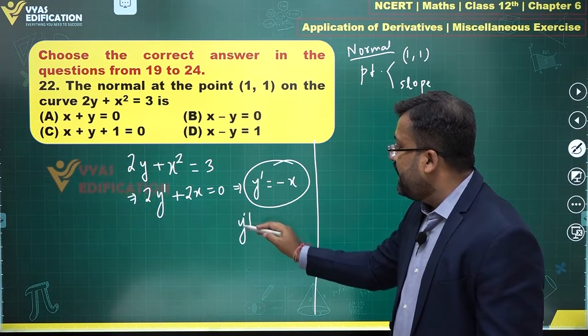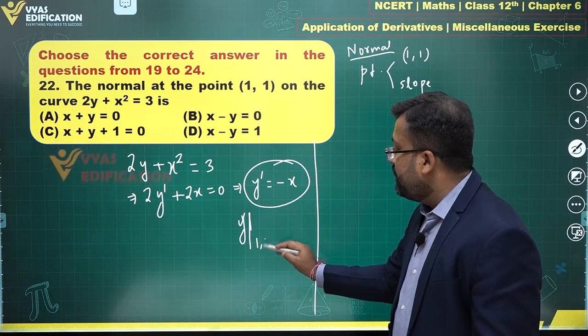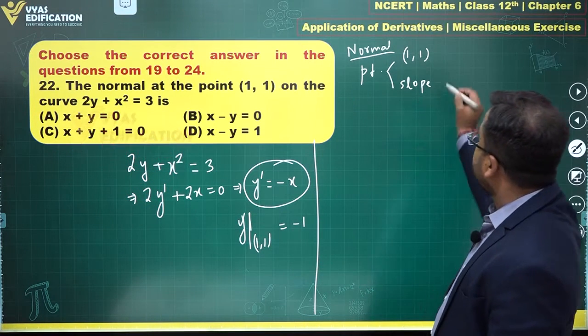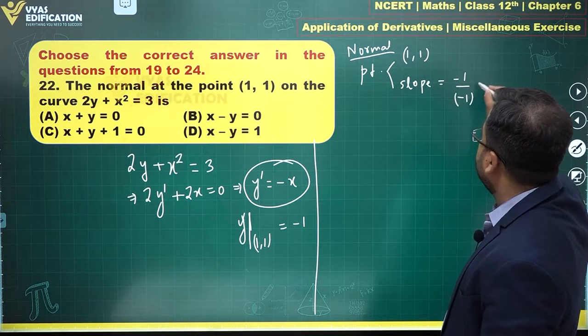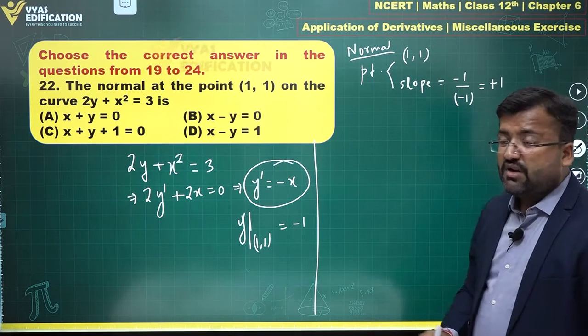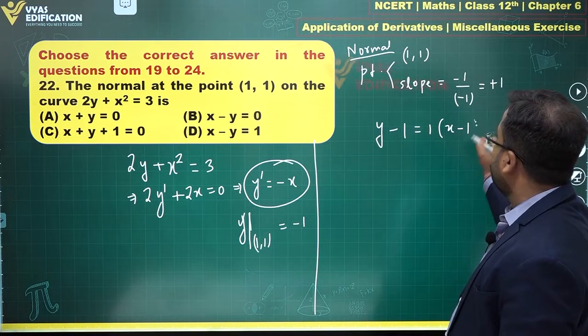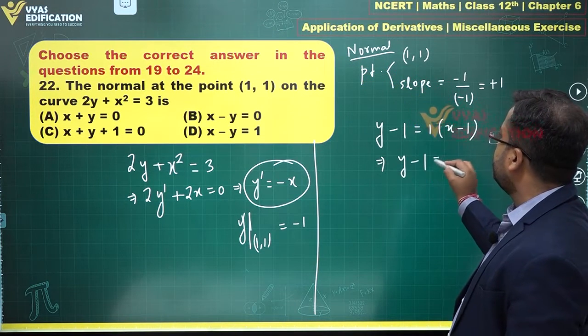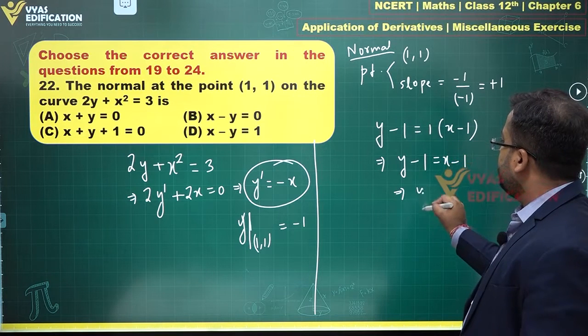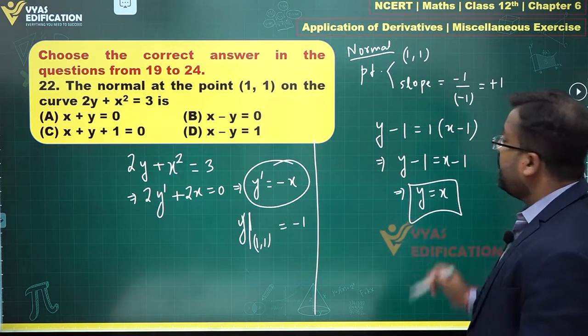Y prime at 1 comma 1 will be equal to minus 1, and the negative reciprocal of this becomes plus 1, right? Point is known, slope is known, therefore y minus 1 is equal to 1 times x minus 1 is what you get, which implies y minus 1 is equal to x minus 1, which tells me y is equal to x is the line you are looking for.